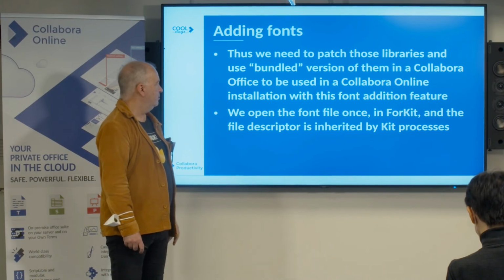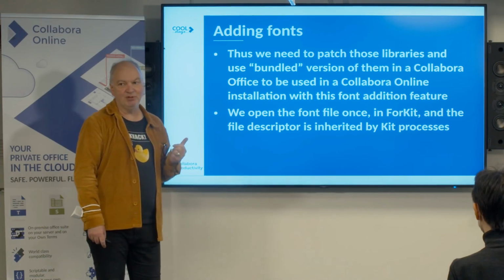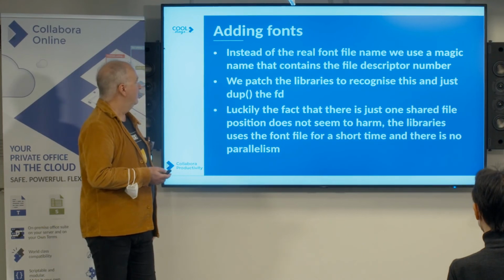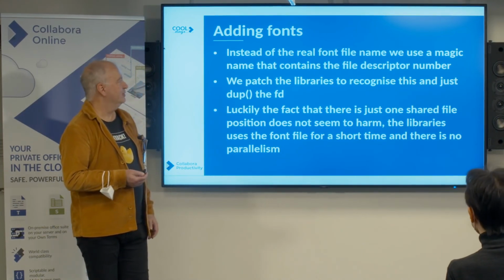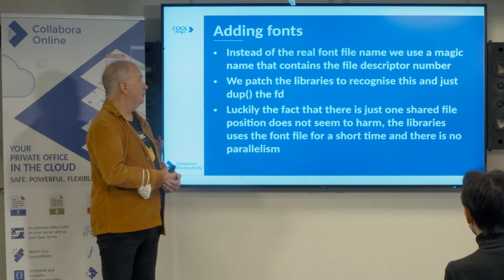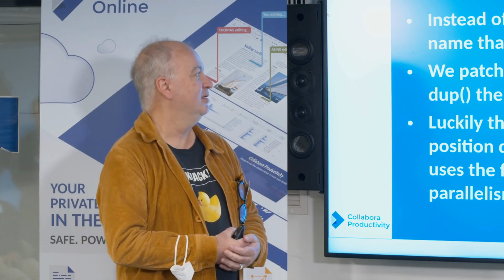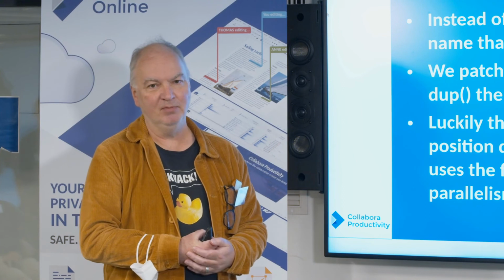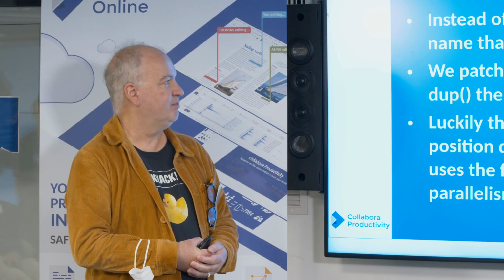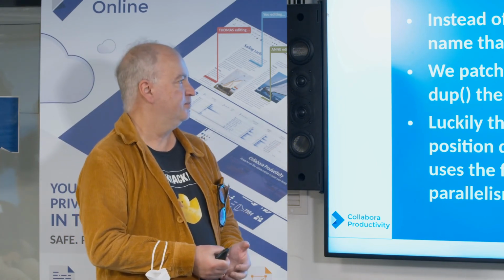It happens so that we just open the font files once, and then these file descriptors are inherited by the kit processes. The trick we used is that, instead of telling VCL that the font file has a specific file name, we use a fake file name that can be easily recognized, and it contains the number of the file descriptor. The libraries then just duplicate this file descriptor and read what they need from that.